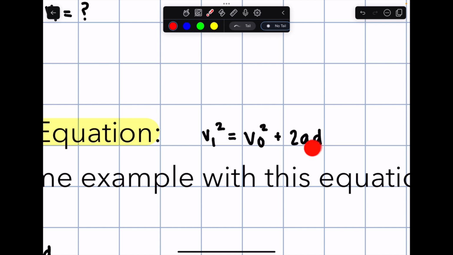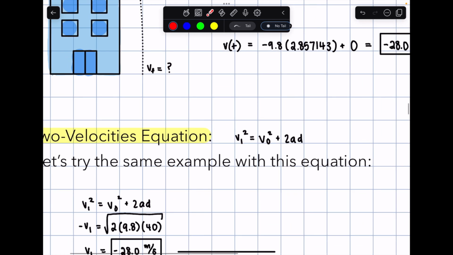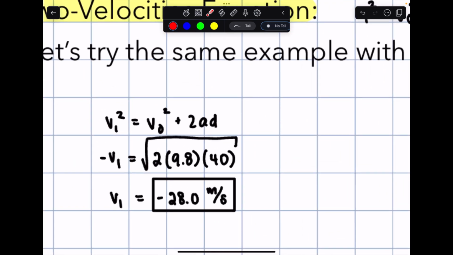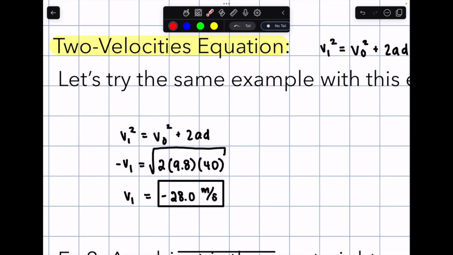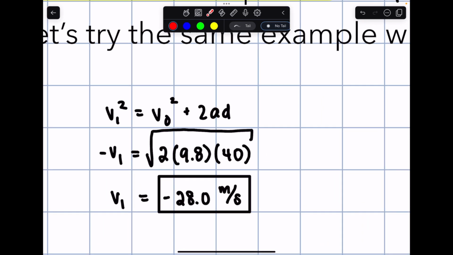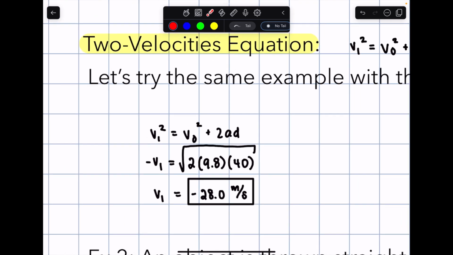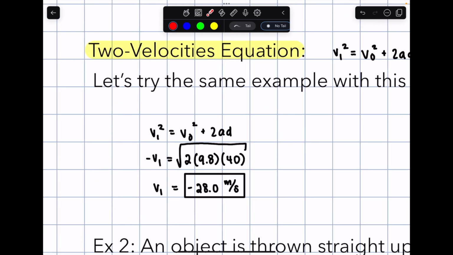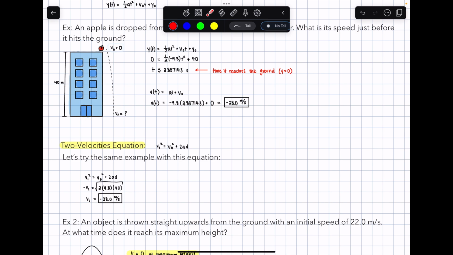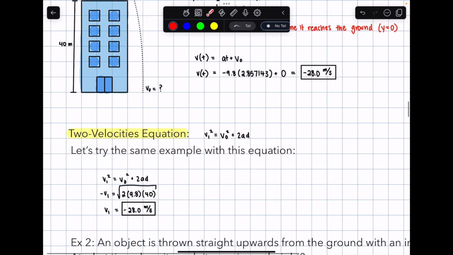So let's try the same example above with this equation. Again, we use the same equation, and we isolate v1. To do that, there are just some simple algebra steps, and we get negative v1 equals the square root of 2 times the acceleration times the distance. When you calculate, you get the same answer, which shows that we did this in so few steps, whereas before we did this in so many steps. So sometimes, if it's possible, we could use the two velocities equation instead of all of these kinematics ones.